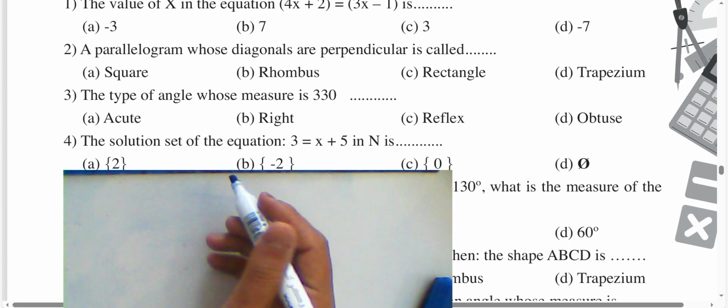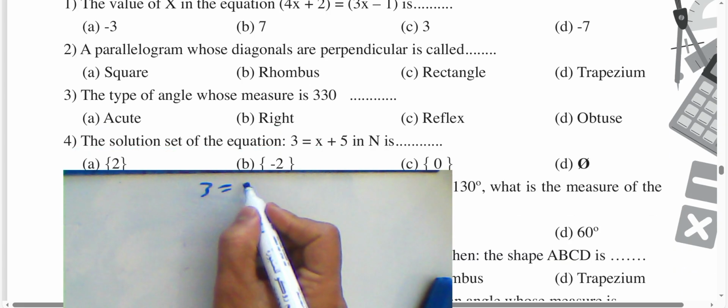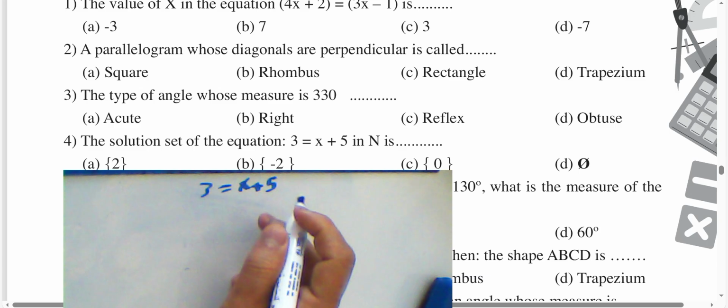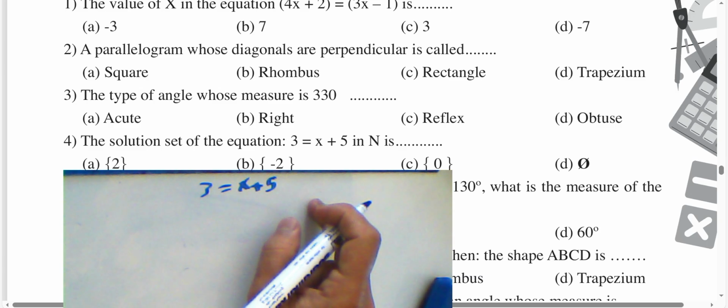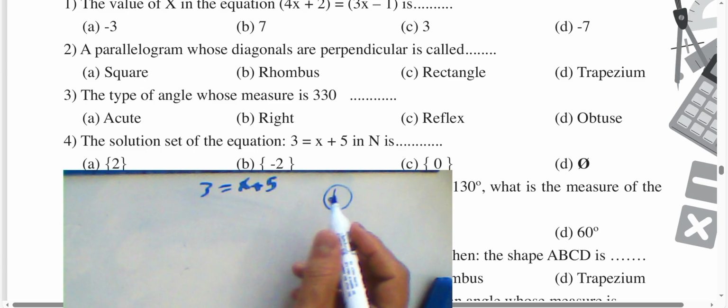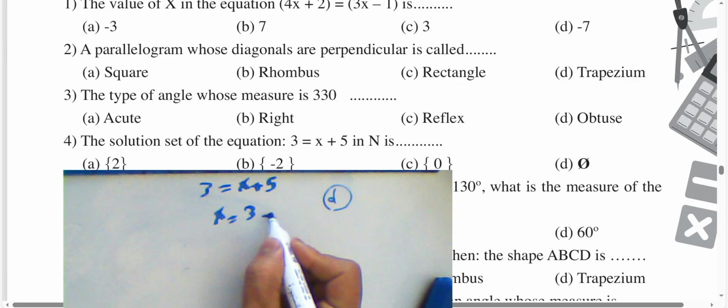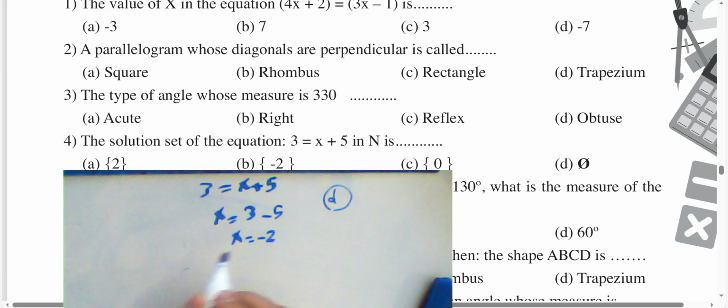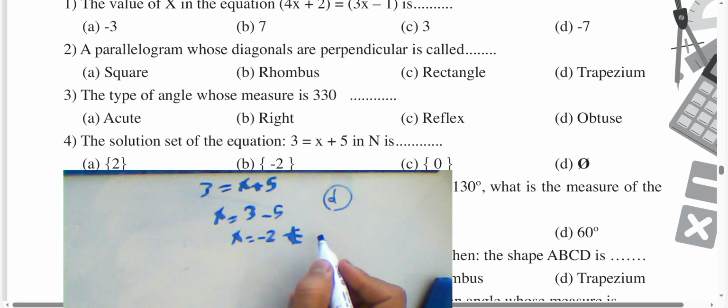The solution set of the equation 3 equal x plus 5. In natural number it will be null set. Choose letter D. Because x will be equal 3 minus 5. 3 minus 5 is negative 2. Not belonging to natural number. Then the solution here will be letter D.